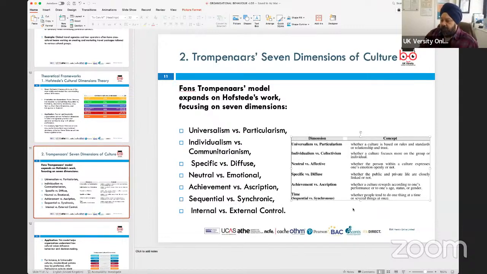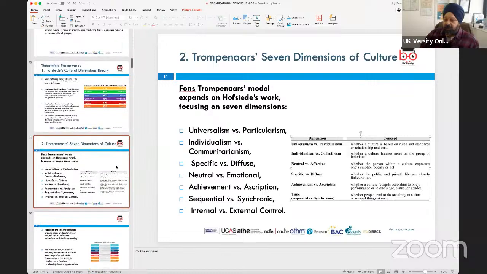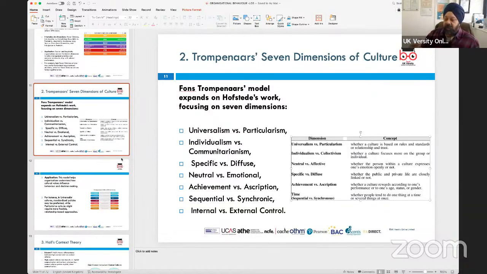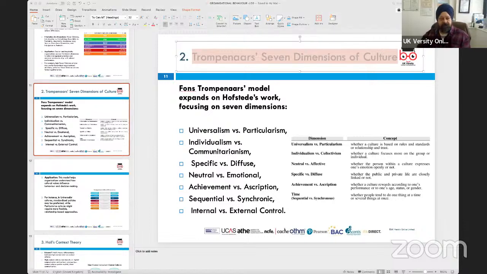So he expanded and added one additional dimension, which is internal versus external control. This was one of the aspects wherein he tried to understand whether organizations give importance to cultural values and the behavior of the individual within the organization, how that affects the decision-making process, and how important it is in supporting decision making. So in his example, when we talk about Trompenaars' 7th dimension, let me bring up another picture which explains this slightly better.